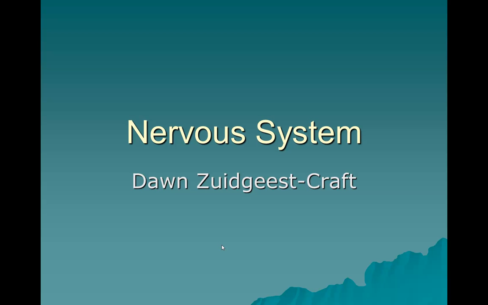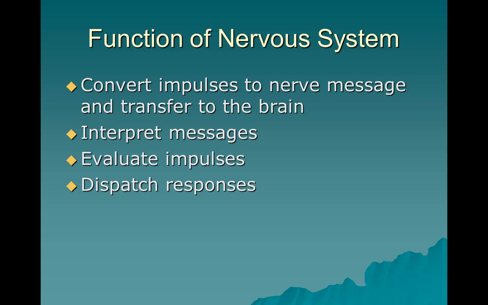of the nervous system, those that we have conscious control over and those things that we have unconscious or no control over in terms of autonomic function. But firstly, if we look at the function of the nervous system, it does aid in converting impulses to nerve messages and transferring them to the brain.